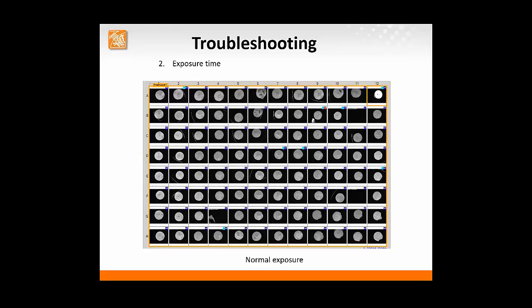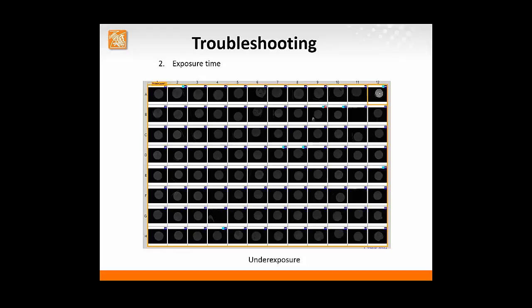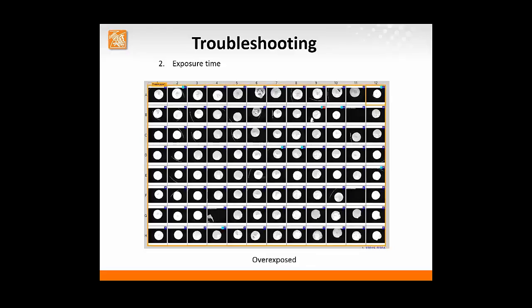If your exposure time is too low, as shown in this case, most of the droplets will get too low a signal, and there will be a high error associated with these experiments. If your exposure is too high, then you get overexposed samples, and again the results will be unreliable in this case.